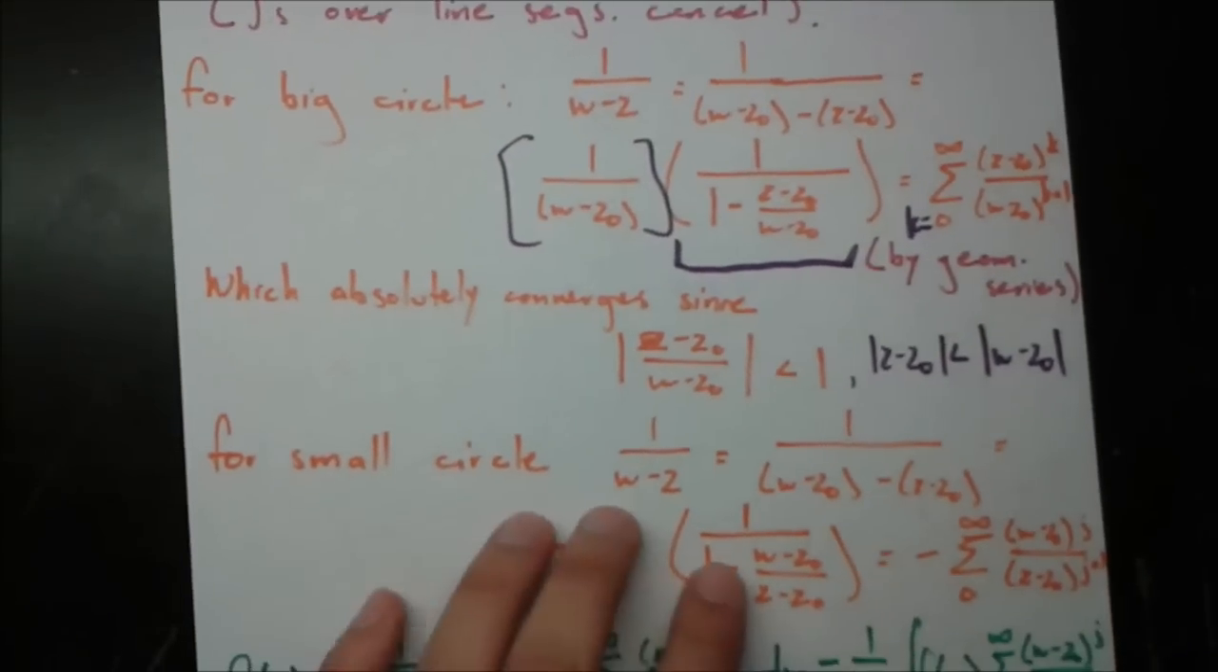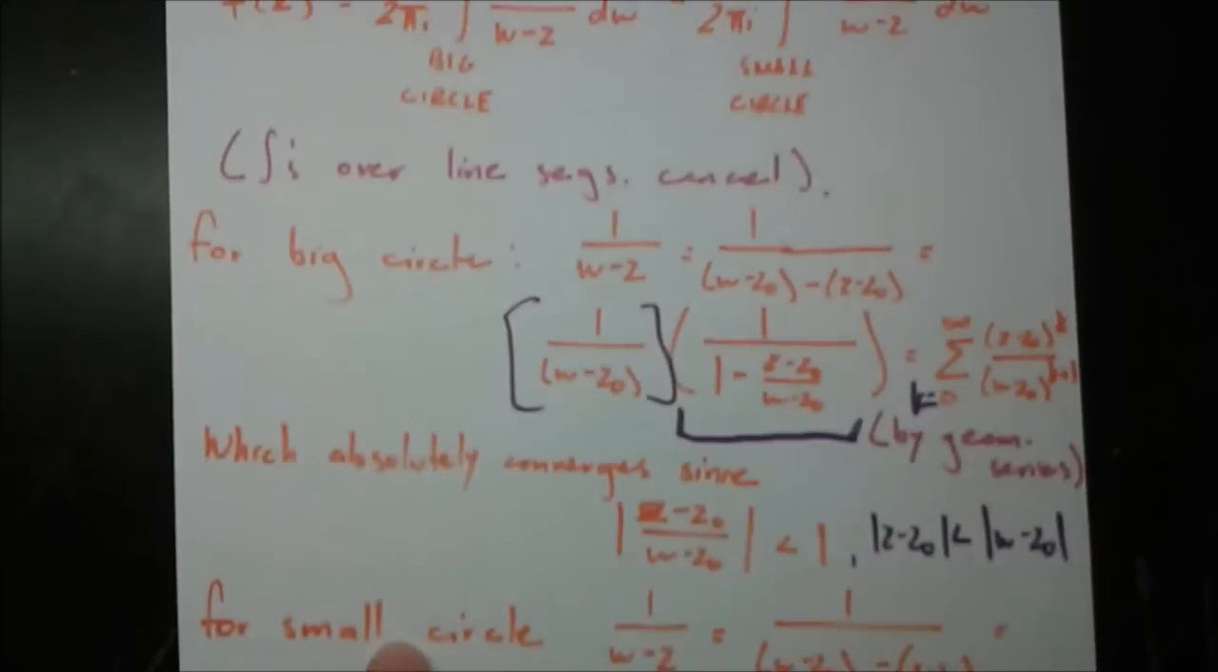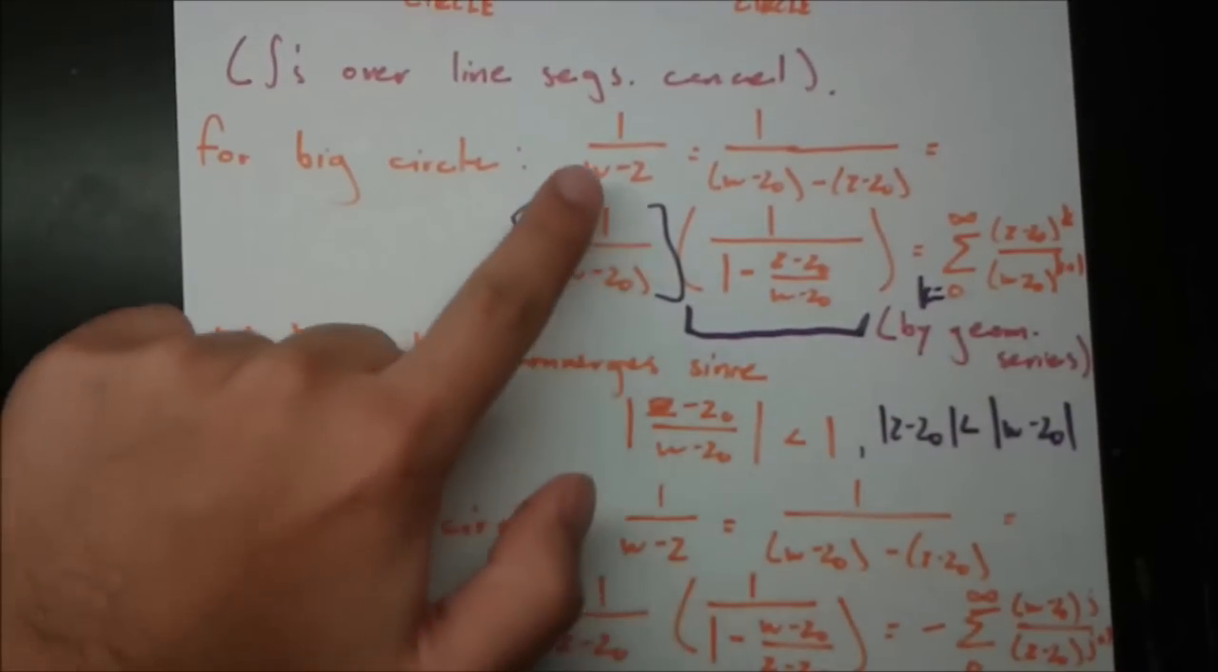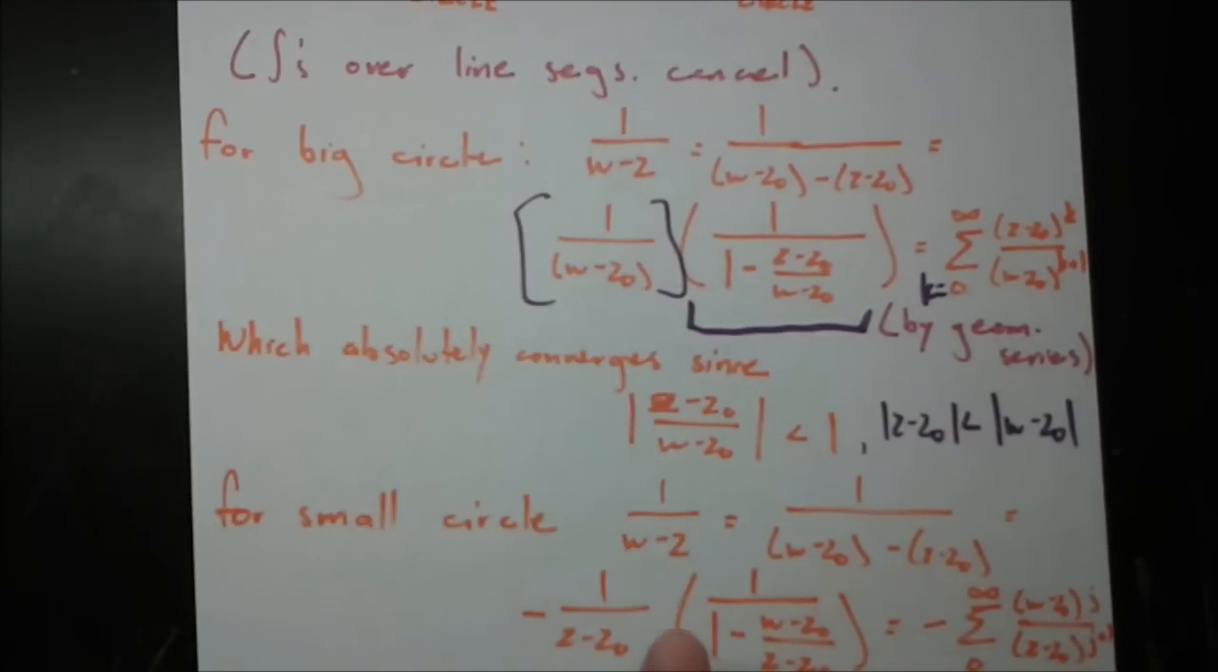Okay, so now we're going to do the exact same thing for the small circle. So again, we're going to start with 1 over w minus z, just like we did here, and we want to do a different thing here.